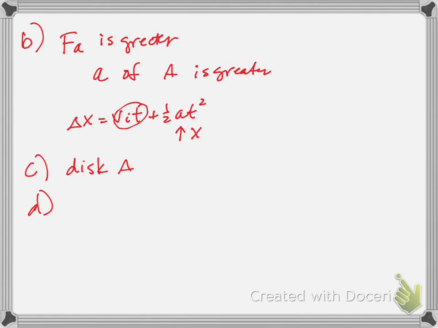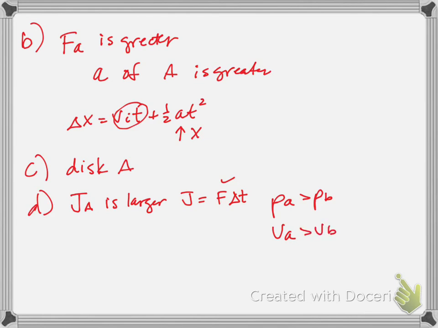So you can justify that a few ways. You can say that the impulse for A is larger, because J equals F delta T, and A has a larger force for the same amount of time, which means that P of A is going to be larger than P of B. Since they both have the same mass, V of A is going to be larger than V of B, and therefore K of A is going to be larger than K of B.